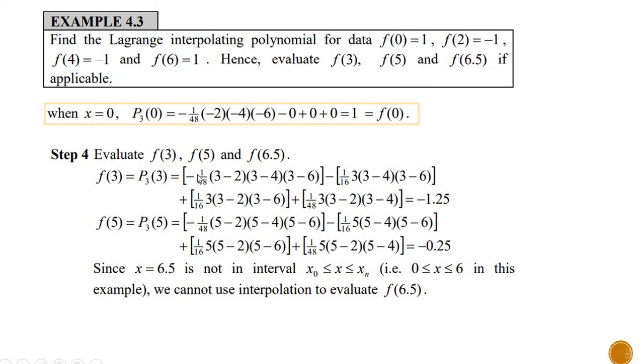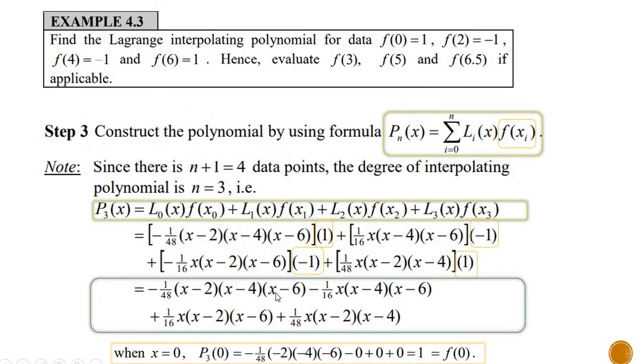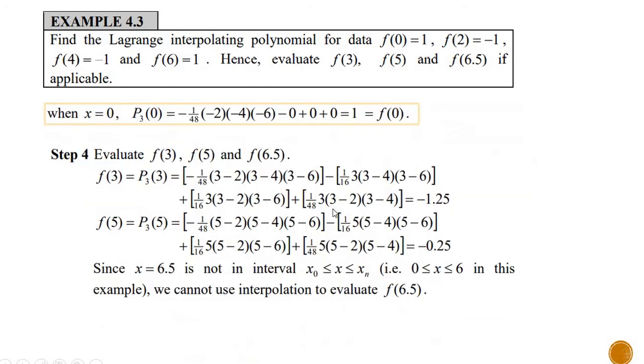So what we do is use the previous formula here, and then replace the value x with the value that we would like to find. In this case, this is 3, and then you will have minus 1.25. Please try this exercise. Make sure you are not careless when you key in your calculator. And this is for P3, and you should have minus 0.25.